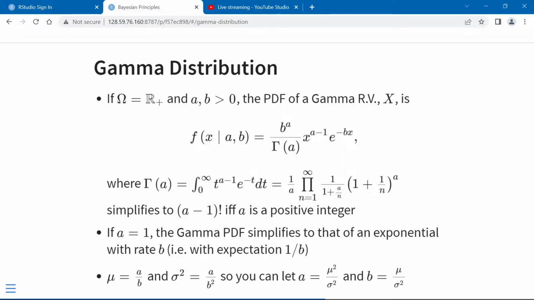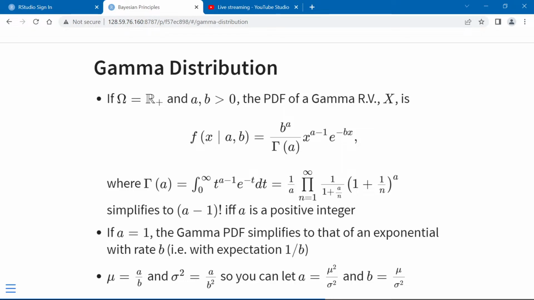reflect your beliefs. And it can be shown, although I don't show it here, that the expectation of a gamma random variable is a over b, and the variance is a over b squared. So we can use those two facts when we're using this as a prior to reason backwards, or not backwards like wrong, but in reverse order.